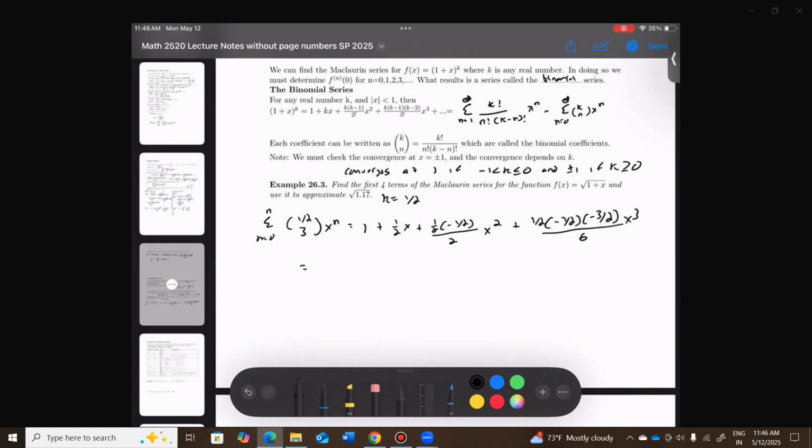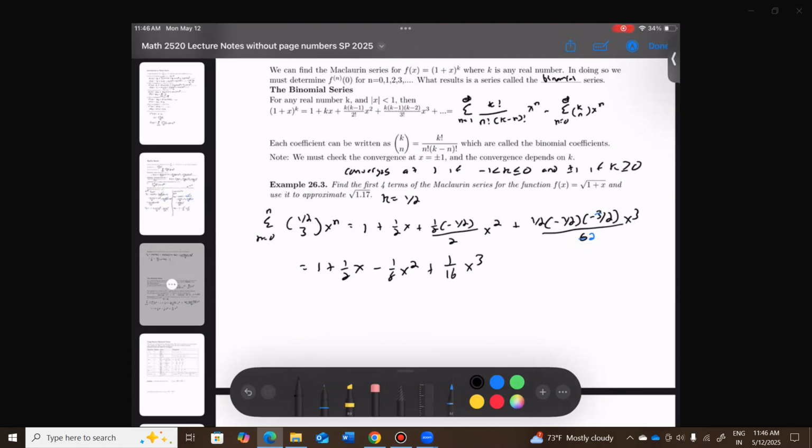And so we'll do some simplifying here. 1 plus 1/2 x. This is going to be minus 1/8 x squared plus, and that'll be 2 times 2 times 2, and then the 3 and the 6 cancel out. 3 cancels with that, so it'll be another 2, and so you'll have 1/16, and the 2 negatives become positive, and that'll be x to the third.